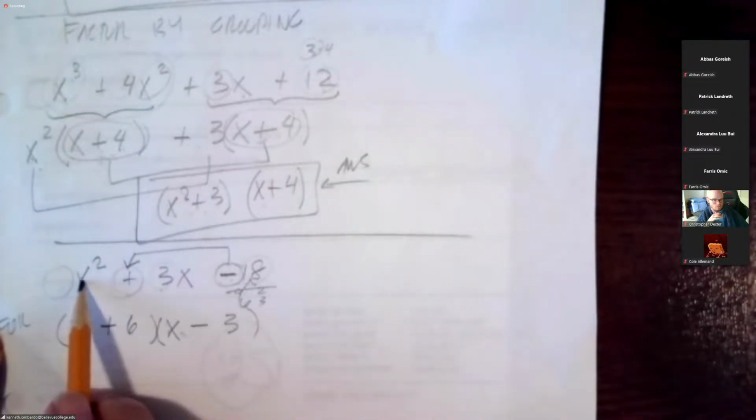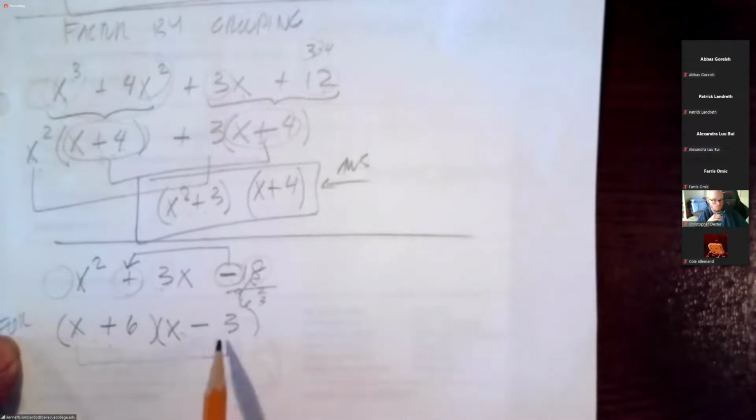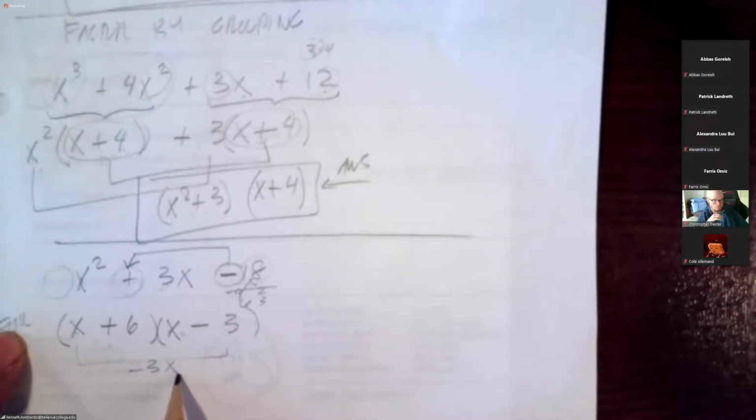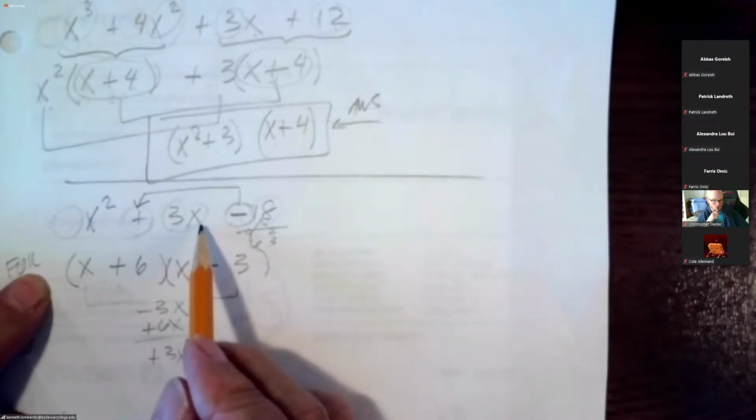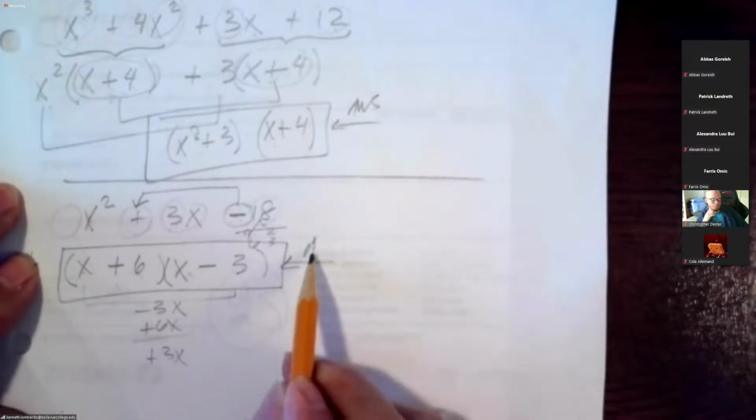First times first is x squared. Outer is negative 3x. Inner is positive 6x. Combining those gives me a positive 3x, which is what I have here. And then last is 6 times 3, and it's negative, so that's negative 18. So my solution then looks like this.